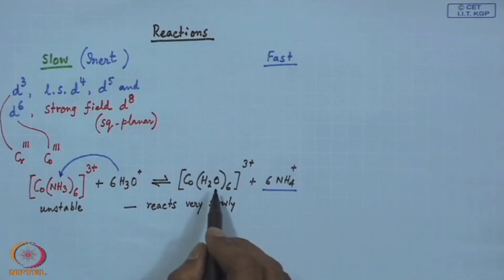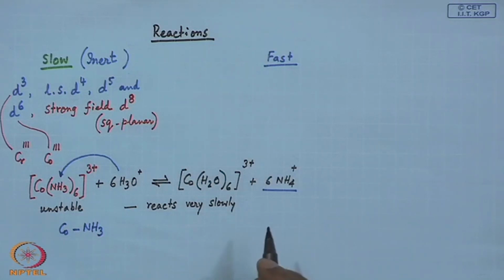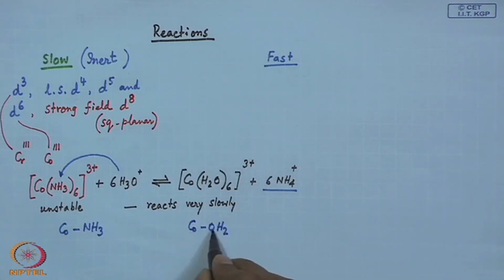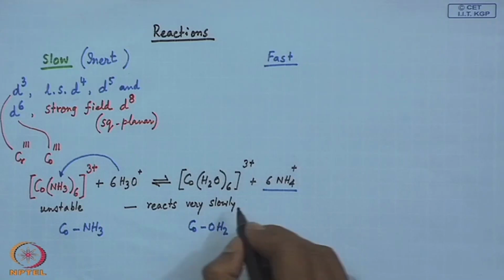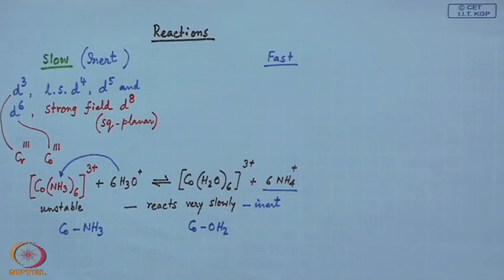Basically what we are going for are substitution reactions where all the 6 cobalt-nitrogen bonds from the ammonia ligands attached to the cobalt center are substituted by cobalt-oxygen bonds, with hydrogen attached to oxygen, that means the cobalt-oxygen bonds of the cobalt aqua group. So this reacts very slowly and therefore we can label this as an inert compound.